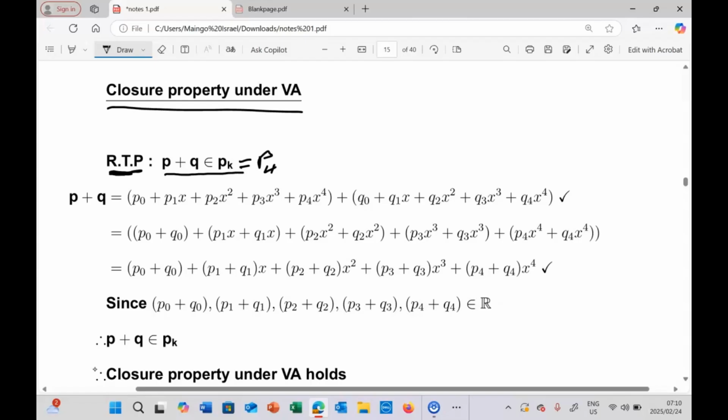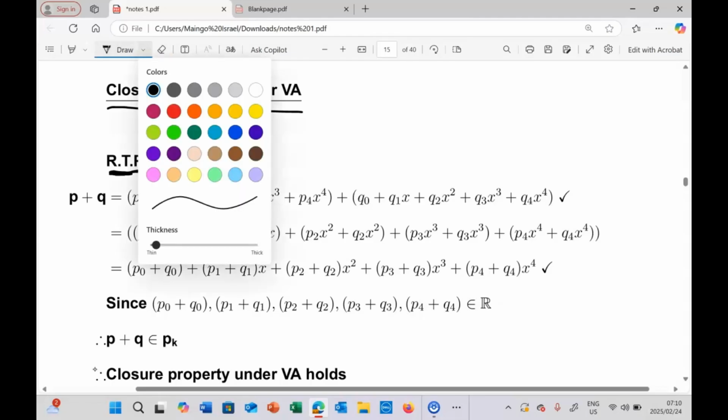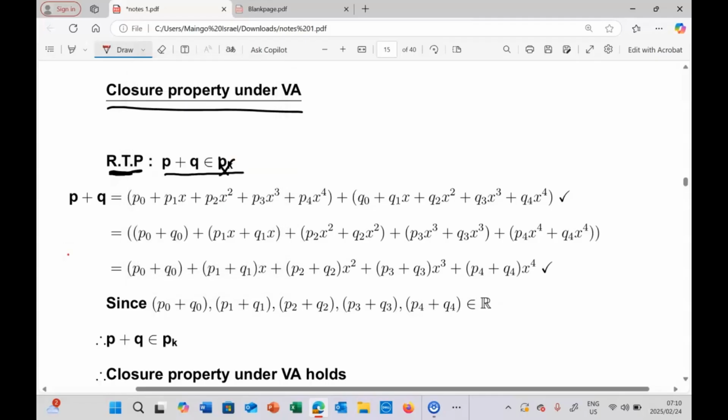We can say specifically P4, not necessarily P2. That means we're proving that P plus Q belongs to P4. So now that's what we want to prove.